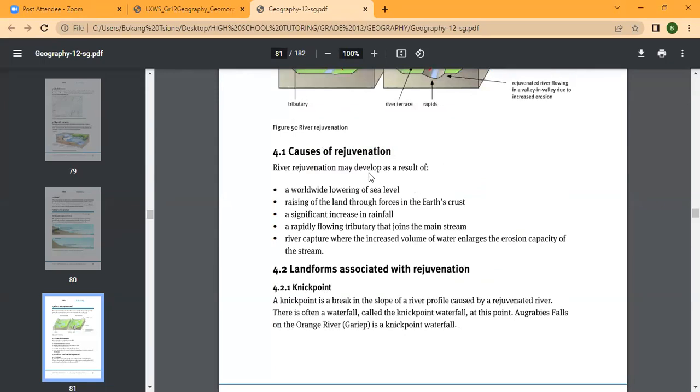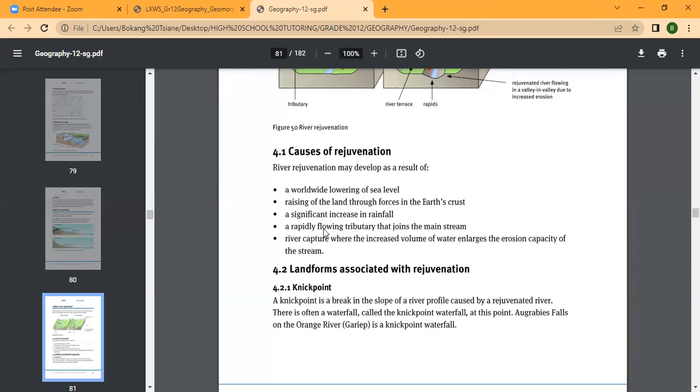So we have different causes of rejuvenation, and they are given here as a list. Worldwide lowering of the sea level, the raising of the land, forces in the earth crust, so tectonic movement of the earth crust, and a significant increase in rainfall can increase the energy of the river, thus increasing the velocity and causing rejuvenation.